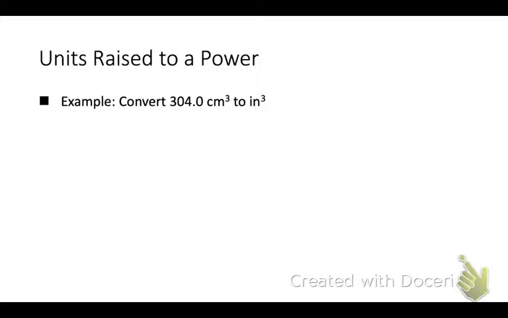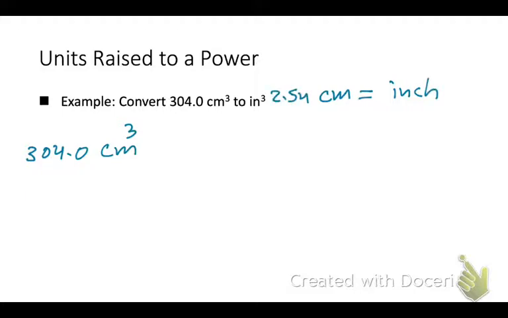In this example, what we will see is I have to convert 304.0 cubic centimeter to cubic inches. This is how I address it. I start with 304.0 cubic centimeter. Then I ask myself, I will forget or ignore the power for a second. Do I have a relationship between centimeter and inches? And the answer is yes. There are 2.54 centimeter per inch.